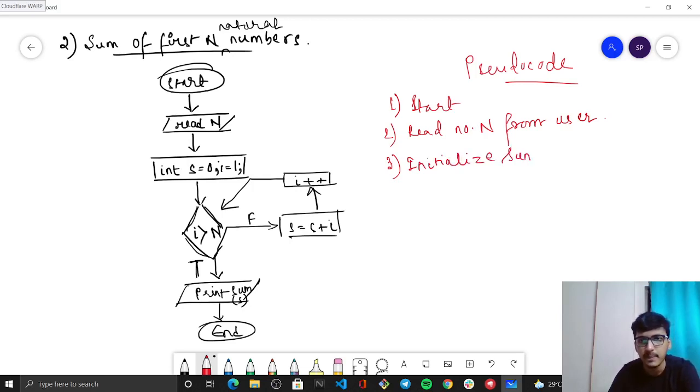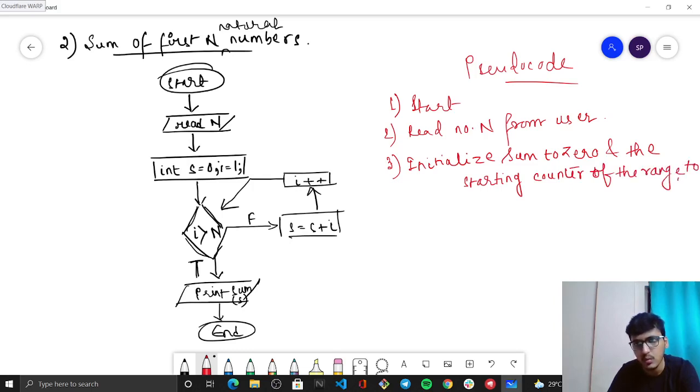initialize sum to 0 and the starting counter of the range to 1. Understand this entire phrase carefully. जो पूरा phrase है ना, initialize the sum to 0 and the starting counter of the range to 1. Understand it very carefully. So what we are doing here is we are initializing the sum to 0. That is pretty simple to understand. Now what is the starting counter of the range? So this range 1 2 3 4 5, starting of this range is 1 and the starting counter of this range is I. Now we are initializing this I to 1 and thus it is told that we are initializing the starting counter of this range to 1. Clear enough?